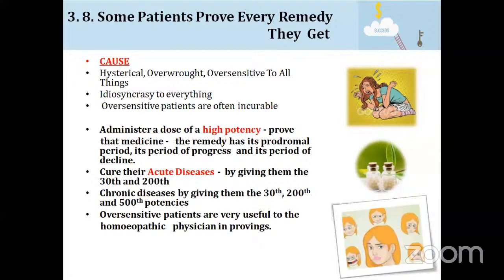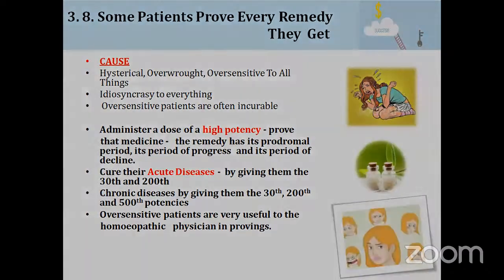And oversensitive patients are very useful to the homeopathic physician in provings. Why? Because they bring out the beautiful symptoms in a proving. Since they are very sensitive, they can bring each and every type of proving symptom because it goes to the inner core of the patient. So that remedy can be well proven in such patients, that is, the oversensitive patients. So this is the observation relating to proving. They prove every remedy they get. That is the eighth observation.